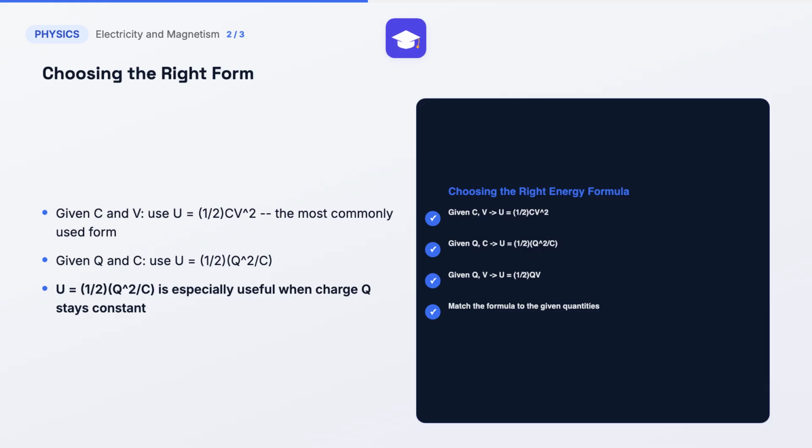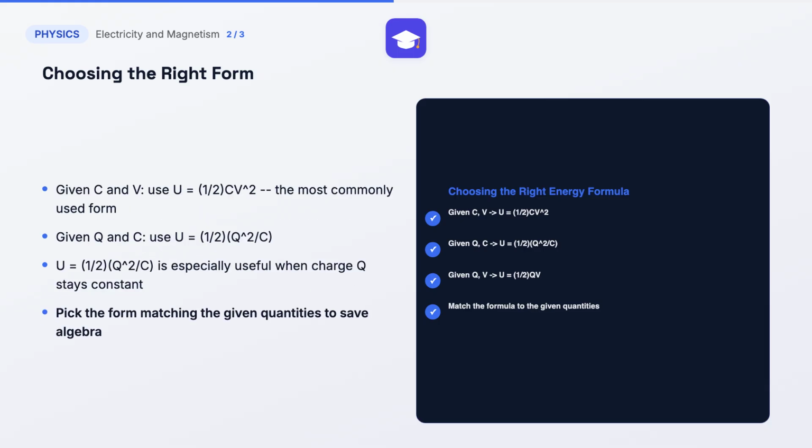instead, and this second form is genuinely especially useful in problems where charge stays constant, like an isolated, charged capacitor, since Q squared over C then directly tracks how energy changes as capacitance itself is varied. Choosing the algebraically simplest form for the given information genuinely saves significant substitution work.